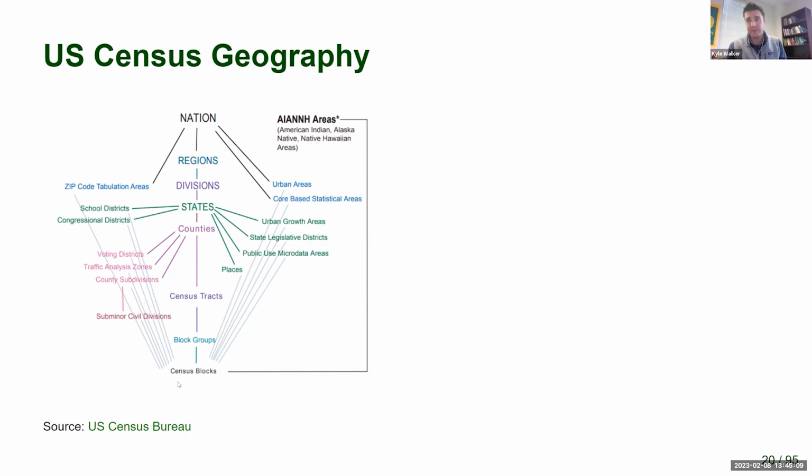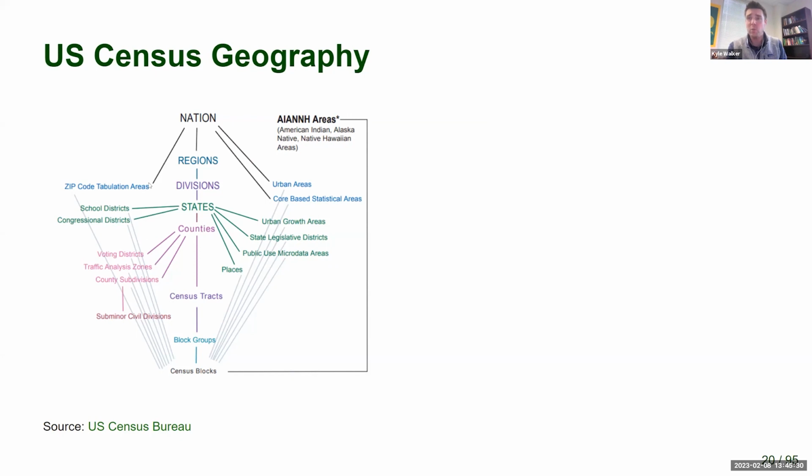The smallest geography at which the Census Bureau publishes data is the census block. We cannot get ACS data at the block level. We can only get decennial census data at the block level. ACS data start at block groups. Block groups fit neatly within census tracts, which fit within counties and so on and so forth.